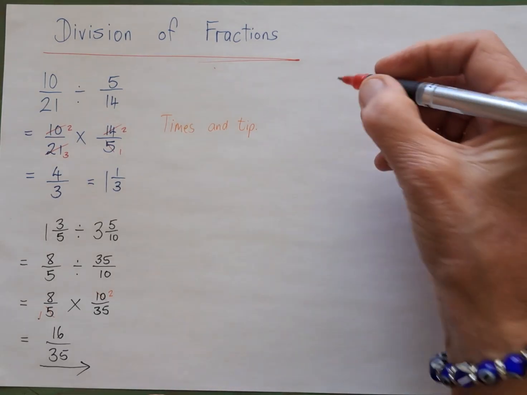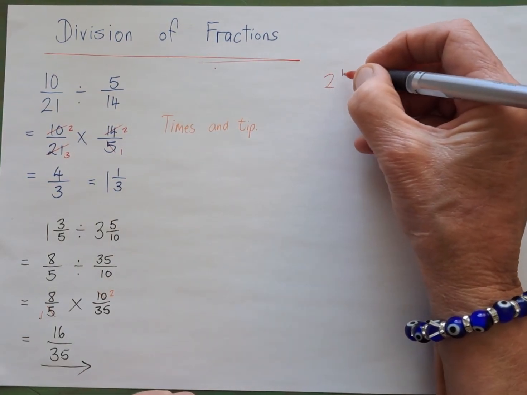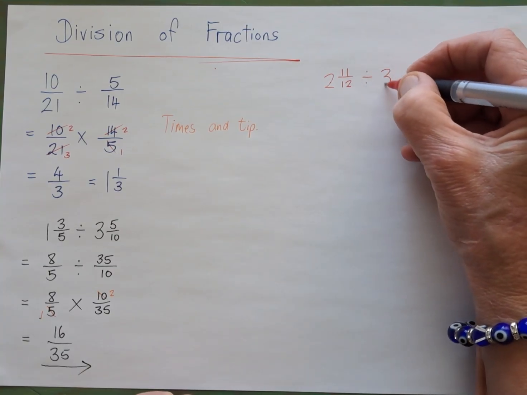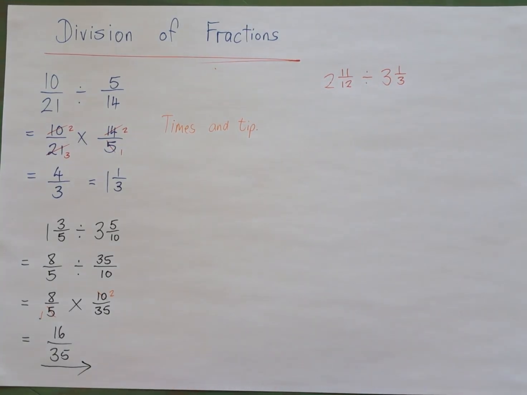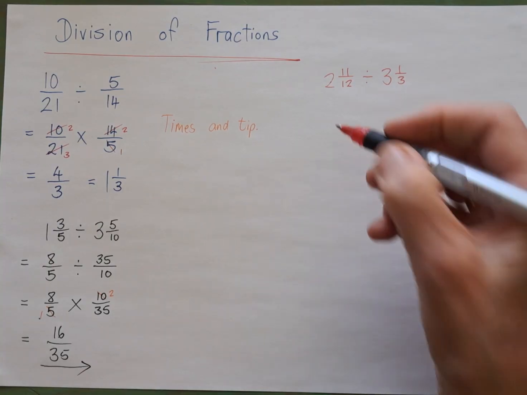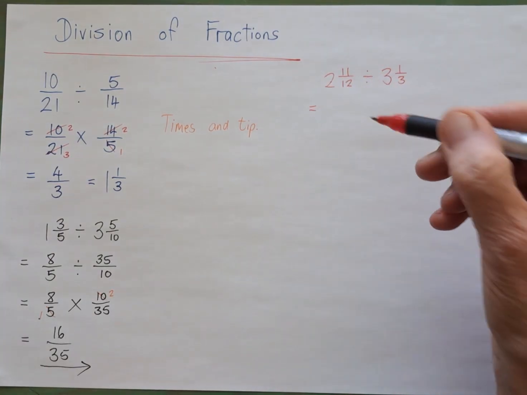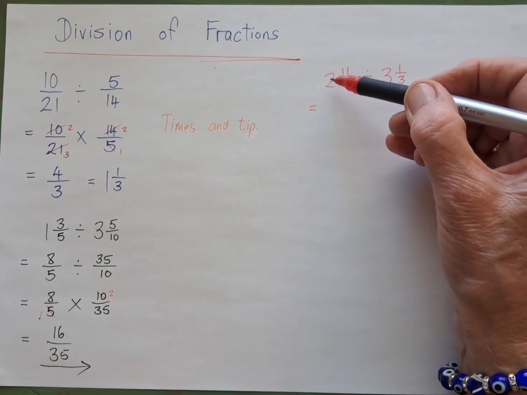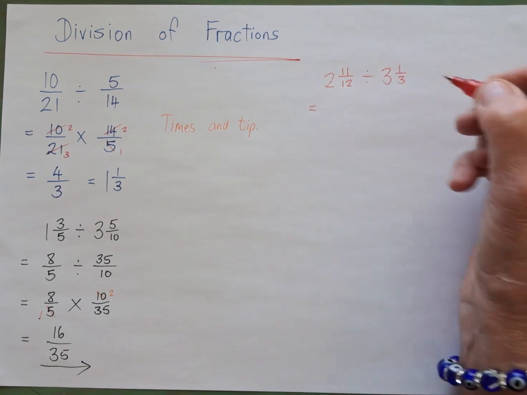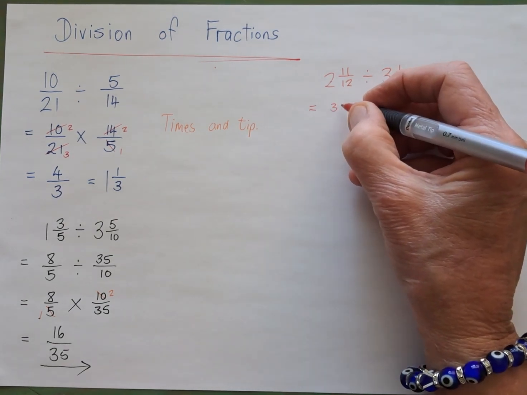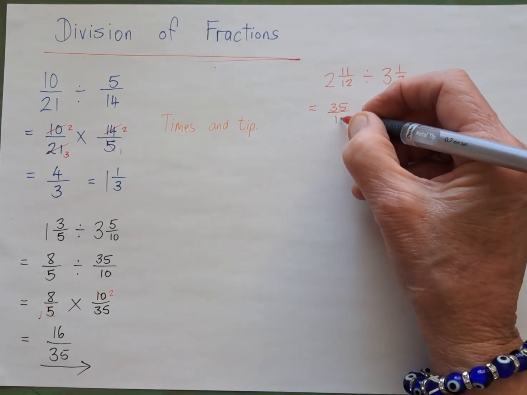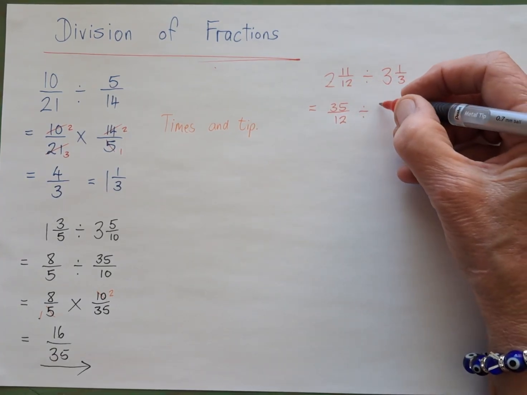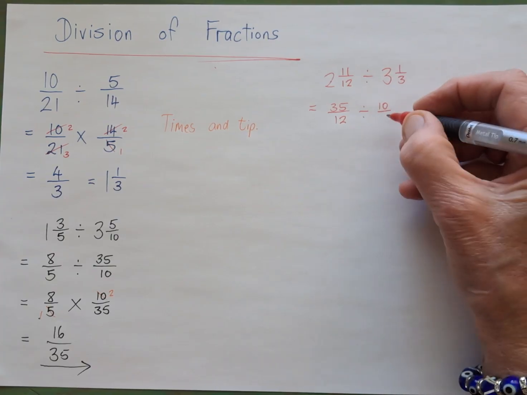Let's have a look at 2 and 11/12 divided by 3 1/3. First step, if it's mixed numbers, convert to improper. You should be getting really good at this method now. 12 times 2 is 24. 24 plus 11 is 35 over 12, divided by 3 times 3 is 9 plus 1 is 10 over 3.